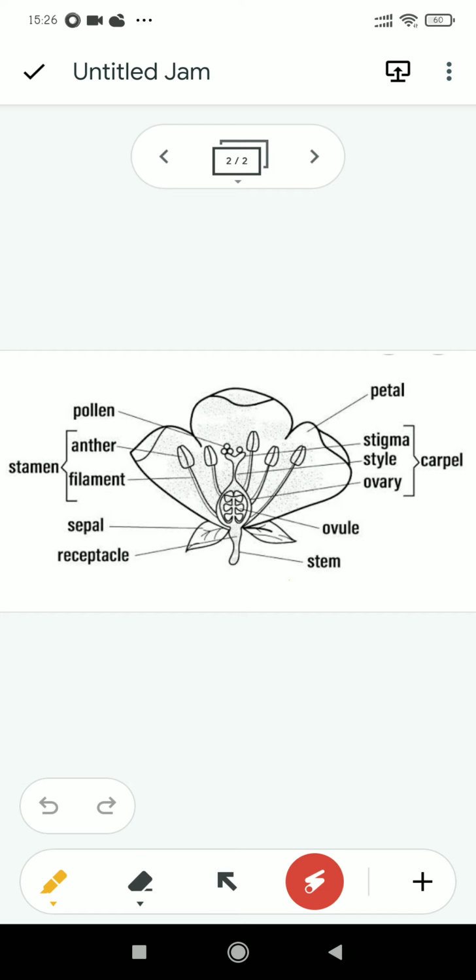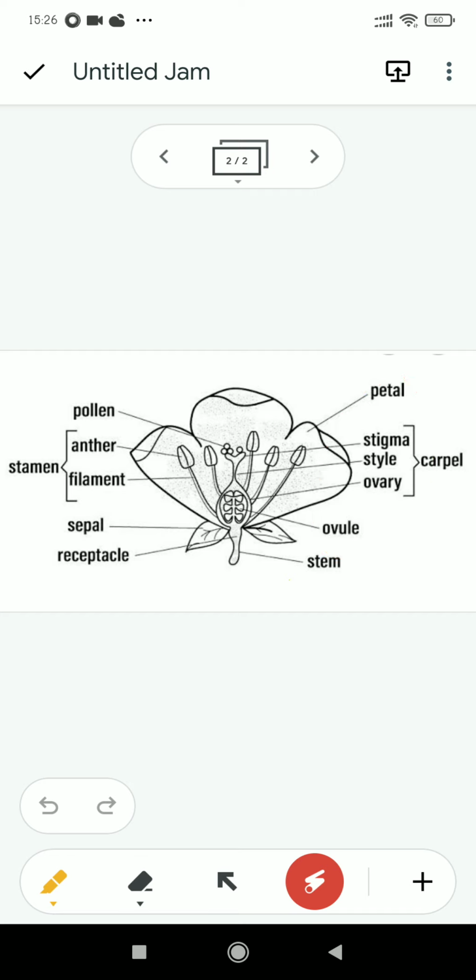Then we will come to self-pollination and cross-pollination. Self-pollination occurs in bisexual flowers, and cross-pollination occurs in unisexual flowers. So what is a bisexual flower? A bisexual flower contains both male and female organs. As we can see, it has both male and female organs.